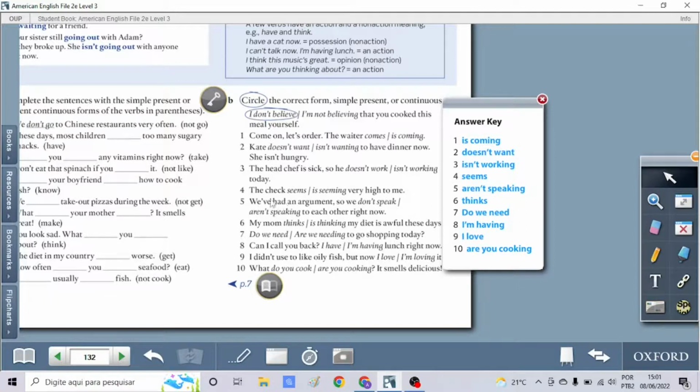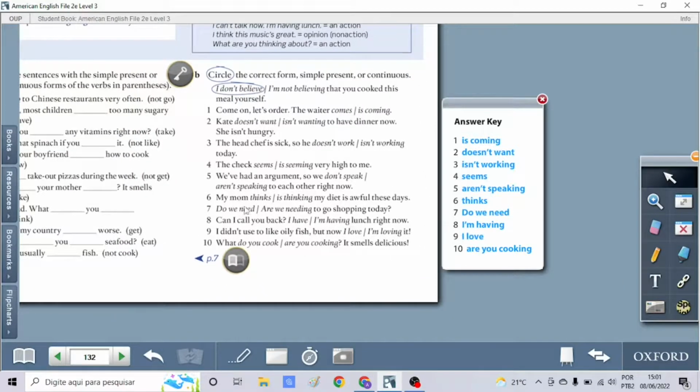4, the check seems very high to me. 5, we've had an argument, so we aren't speaking to each other right now. 6, my mom thinks my diet is awful these days. 7, do we need to go shopping today? 8, can I call you back? I'm having lunch right now.